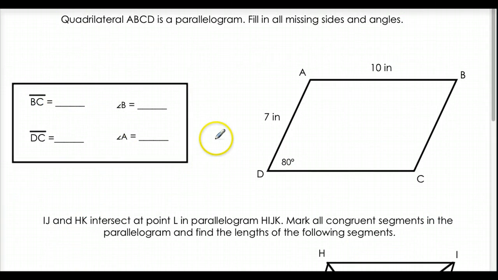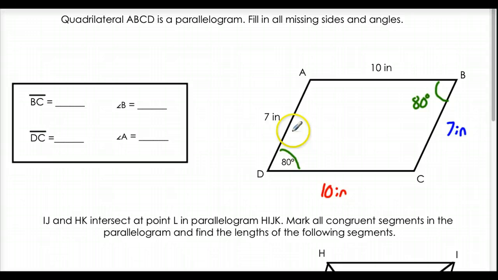Let's use these properties to start solving some problems. Quadrilateral ABCD is a parallelogram. Find all missing sides and angles. I think we can do that. Before filling this in, let's fill in what we know to be true using our properties. We know opposite sides are congruent, so if AB is 10, we know DC is also 10 inches. And if we know AD is 7, the opposite side is also 7. Well, that's easy enough. The second thing we know is that opposite angles are congruent. So if D is 80, we know B will also be 80 degrees.